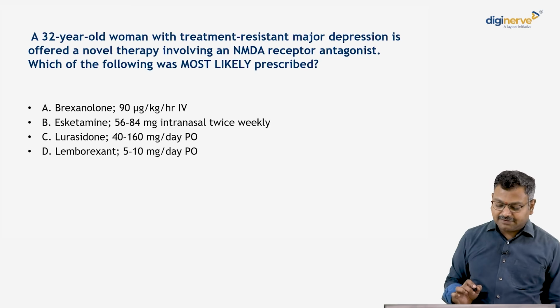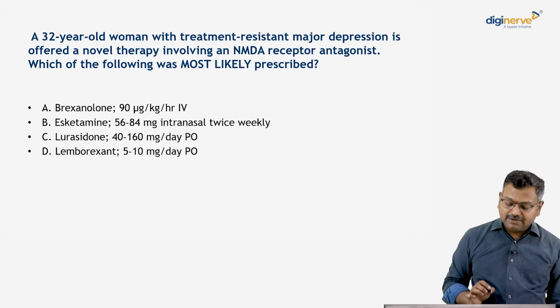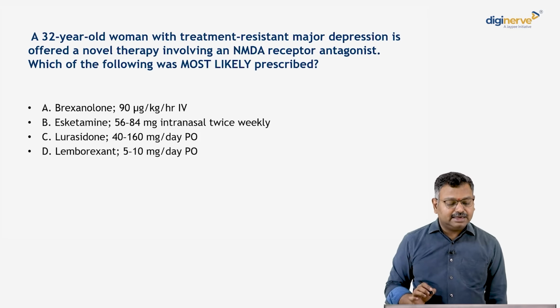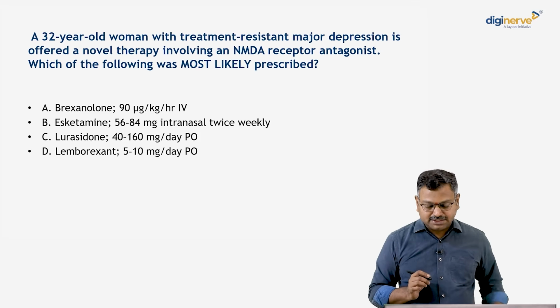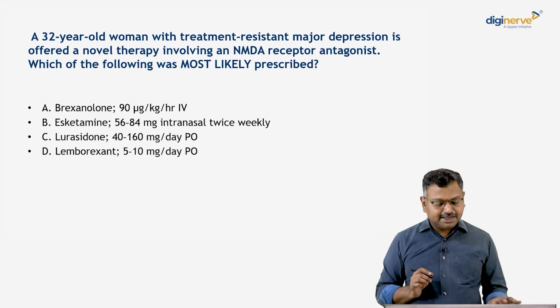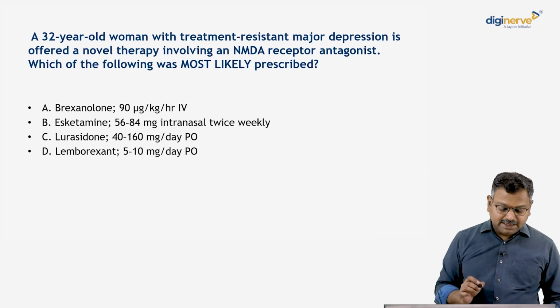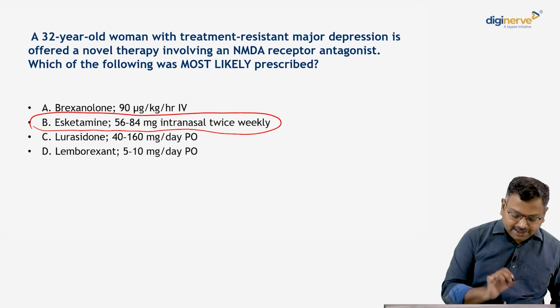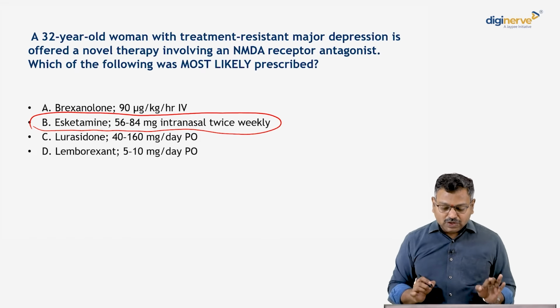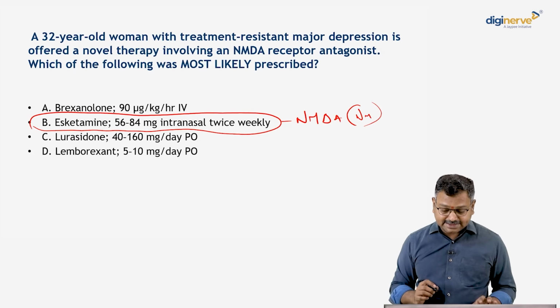A 32-year-old with treatment-resistant depression, major depression, is offered a novel therapy involving an NMDA receptor antagonist. What is the most likely drug we are using? So please remember this: the NMDA receptor antagonist which is used for the management of resistant depression is S-Ketamine. Remember, this is used as a nasal spray. S-Ketamine is the one which we use. It is a non-competitive NMDA receptor antagonist.